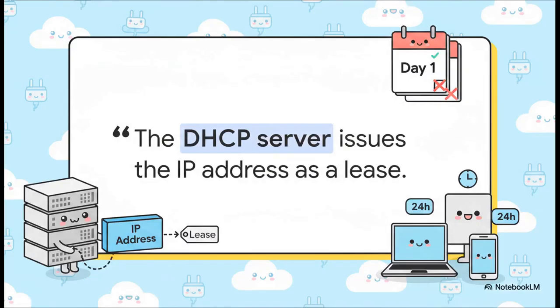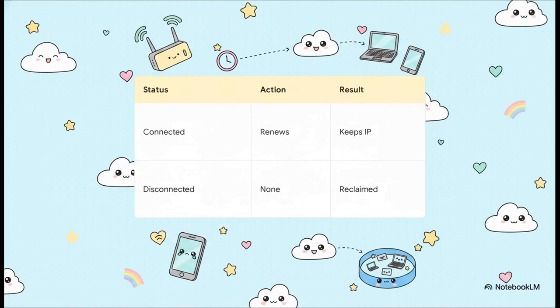But here is the brilliant catch. Your device doesn't actually own that IP address forever. It's strictly a temporary arrangement. The DHCP server issues the IP address as a lease. Think of it as a predefined countdown timer, often set to 24 hours, sometimes just a few days, governing exactly how long that device is allowed to use that specific identity before it has to check back in. This lease system is genius because it prevents a crippling phenomenon known as DHCP exhaustion, which is when a network runs entirely out of available addresses.